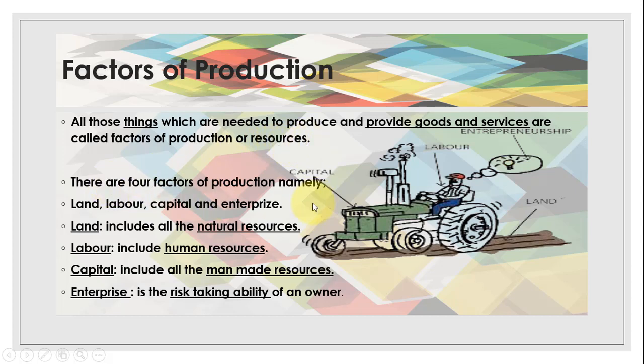There are 4 factors of production, namely land, labor, capital and enterprise. Land includes all the natural resources which are above and under the surface of the earth. Labor includes the human resources. Capital includes all the man-made resources. And enterprise is basically the risk-taking ability of an owner, or the ability to organize the first 3 factors of production.